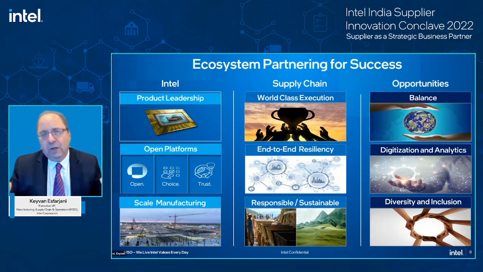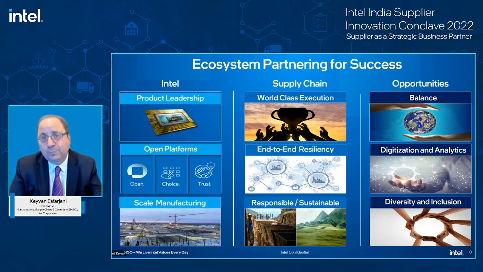So when you're talking about ecosystem, it requires partnership across all the key elements, because Intel cannot do it alone. I talked about product leadership, process leadership, and the open platform that's required. And of course, you have to have scale, because this demand is growing so rapidly. The customers that are counting on Intel want to make sure that their growth is not limited by capacity.